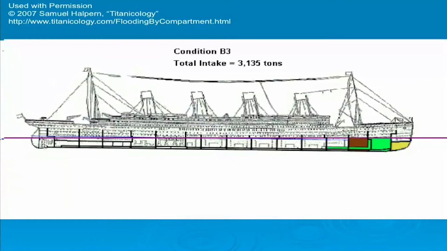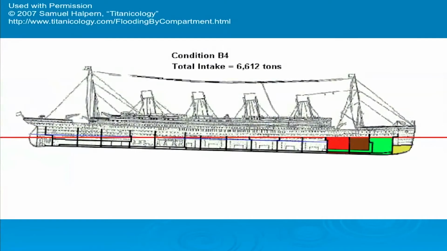Those compartments are not sealed off from one another. So like an ice cube tray, if the water gets to the top of the compartment, it begins to spill over into the next one. At this point, it's taken on over 3,100 tons. Now the 4th compartment has started to flood and Titanic's in trouble.